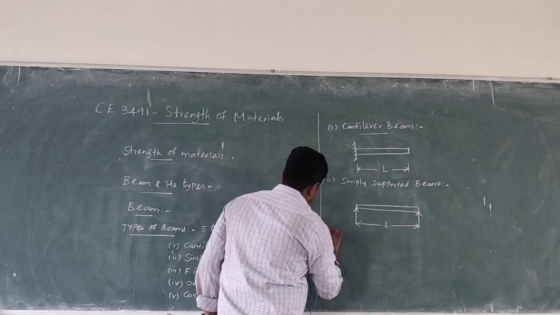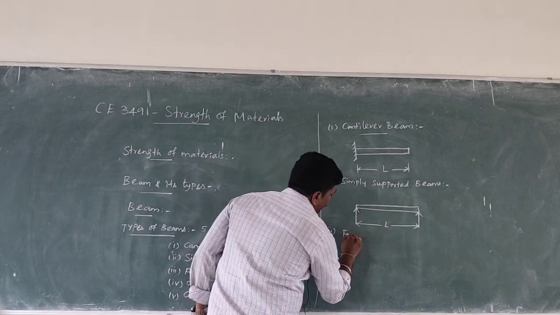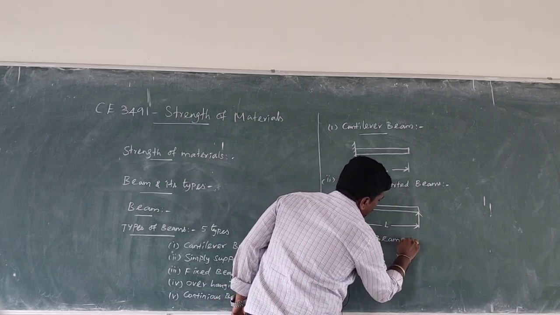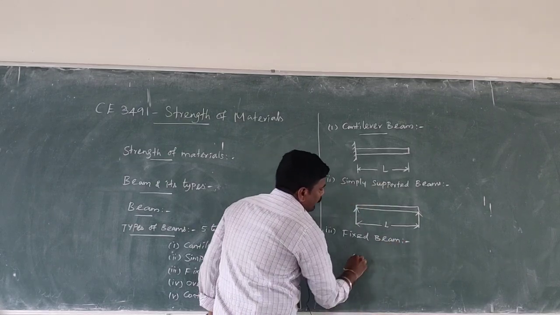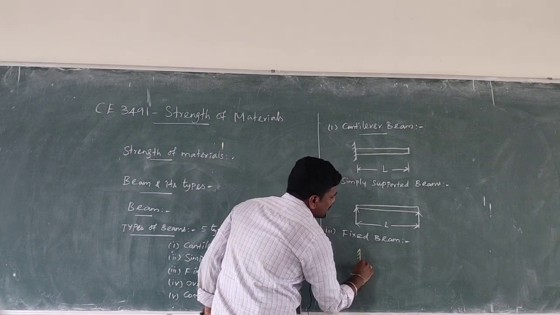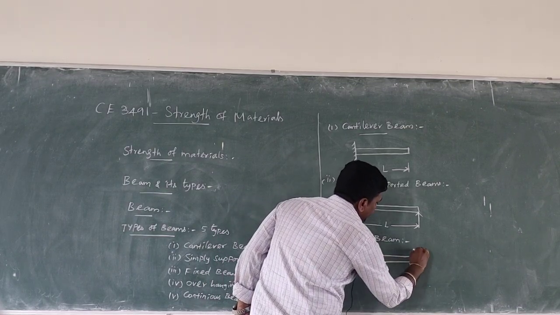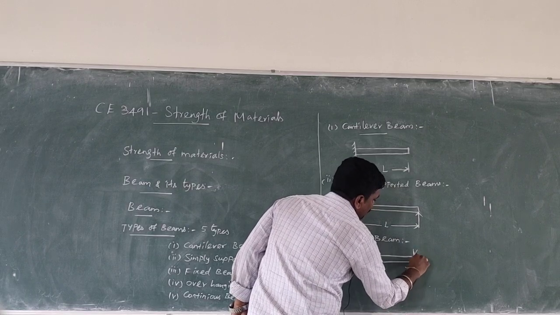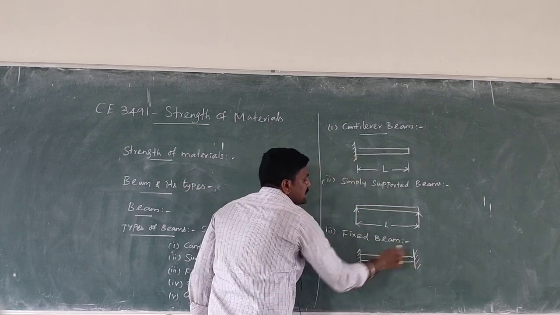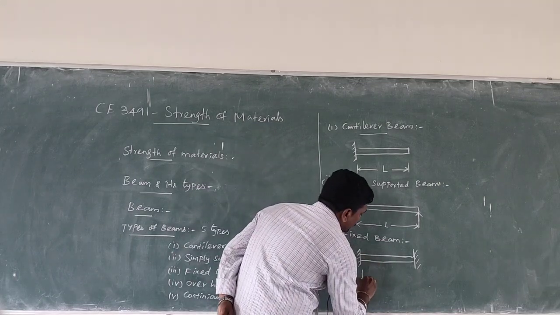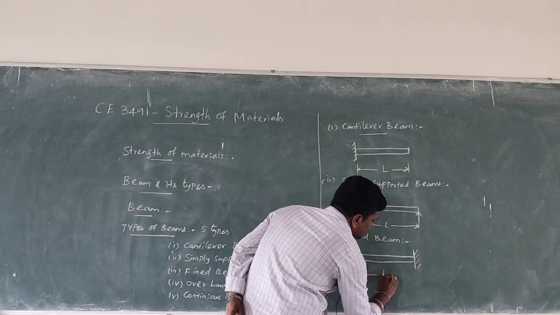And third one, fixed beam. When both ends of the beam are rigidly fixed in walls, it is called a fixed beam. The length is L.